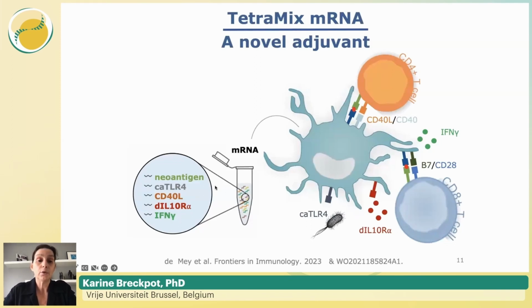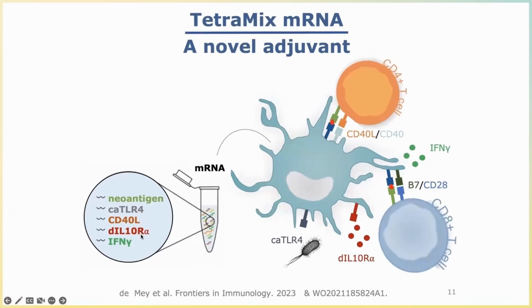And so we decided to use the CD40 ligand and a constitutively active toll-like receptor 4 to activate the dendritic cells, and then to capture away the IL-10 that is produced at the time using a decoy IL-10 receptor, and to stimulate IL-12 production with interferon gamma.